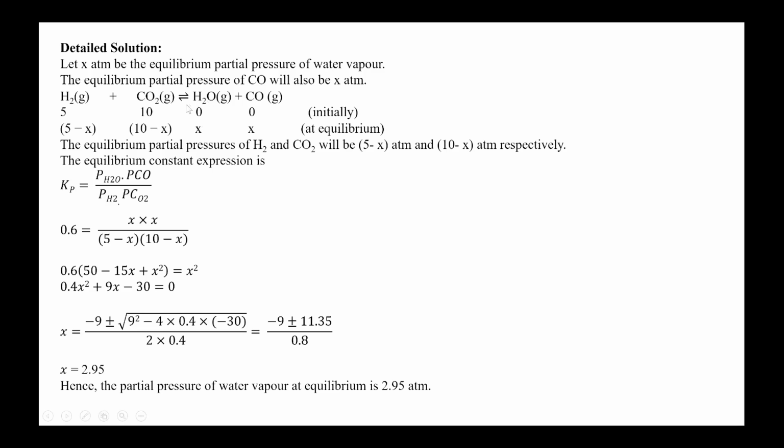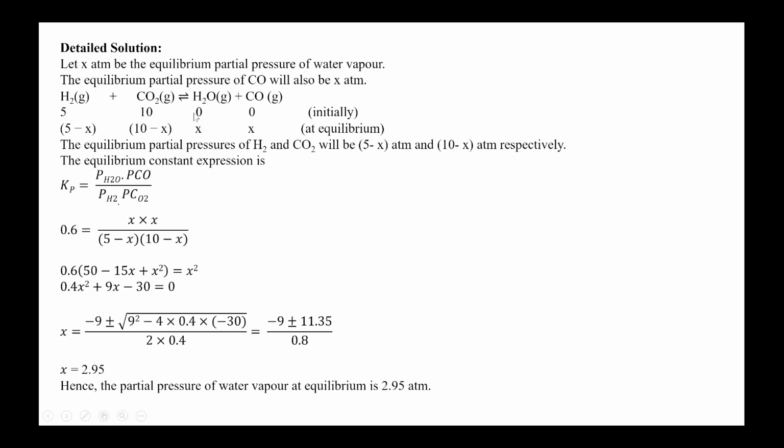Since the moles of the reactants and products are 1, 1 mole of H2 and 1 mole of CO2 is giving 1 mole of H2O and 1 mole of CO. So in that case, whatever is decreasing from the reactants, that amount will be added in the product. So 5 minus X, because X is the equilibrium partial pressure. So 5 minus X would be the partial pressure of H2 at equilibrium. 10 minus X would be the partial pressure of CO2 at equilibrium.